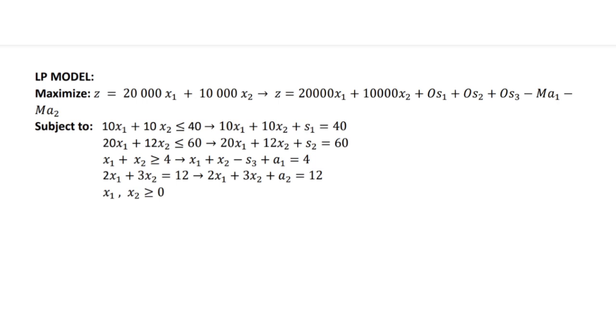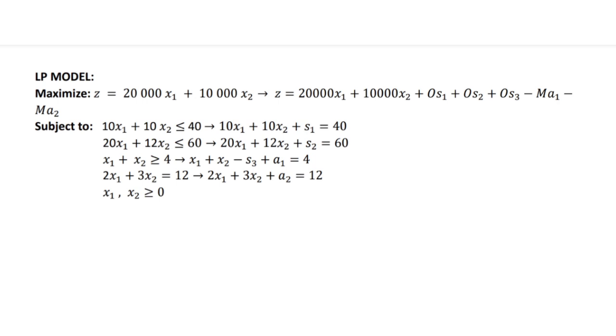So now here's the LP model. We want to maximize z, which is equal to 20,000 x sub 1 plus 10,000 x sub 2. We have here the constraints. Filming constraint is 10x sub 1 plus 10x sub 2 is less than or equal to 40. Editing constraint is 20x sub 1 plus 12x sub 2 is less than or equal to 60. The minimum required videos is x sub 1 plus x sub 2 is greater than or equal to 4. And the specific content mix requirement is 2x sub 1 plus 3x sub 2 is equal to 12. And we have here the non-negativity: x sub 1, x sub 2 is greater than or equal to 0.